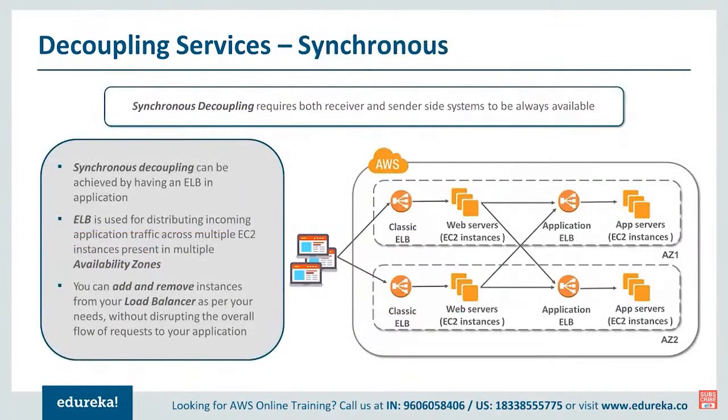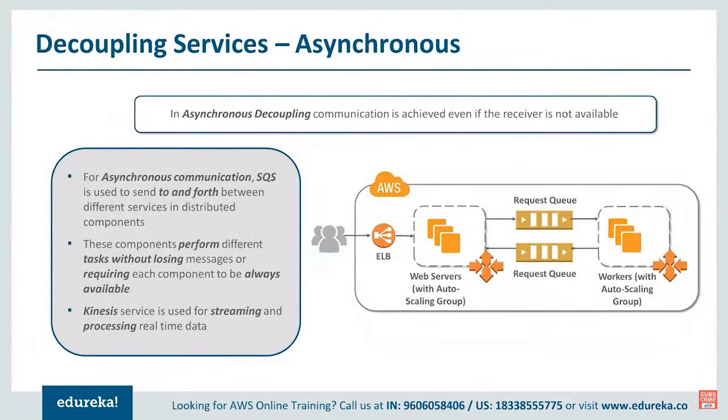So for synchronous decoupling, it requires both sender and receiver to be always available. So in this case, traffic hitting your classic load balancer would only be sending the traffic to your instances if they are available. So we have seen in the demos that you can add and remove instances from your load balancers without disrupting the overall flow. For asynchronous services, since we are using a broker in between, which is a queue in this case, the producer side really doesn't care whether the consumer side is available or not. So services like SQS, Kinesis, they are asynchronous services.